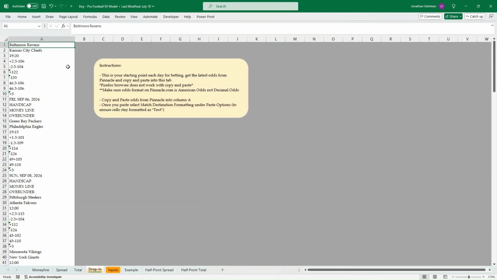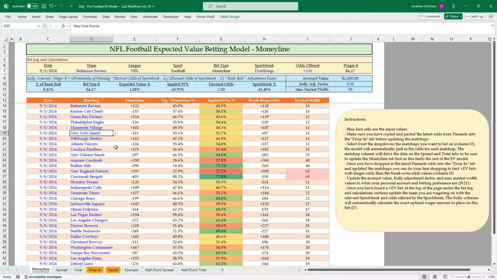This is going to have drop-in odds for Pinnacle. You go to pinnacle.com, copy and paste the NFL line odds into here, and then select the matchups. That's going to bring in the money line odds, and give you a vig percent. We devig those to get a fair percent, you'll get fair odds, and it'll calculate the market width. You can do some filtering here on the max market width you're willing to consider. You can plug in your account value and your Kelly adjustment factor, and that dynamically updates an optimal bet amount, after you do your line shopping to identify any sportsbook that's offering favorable odds.